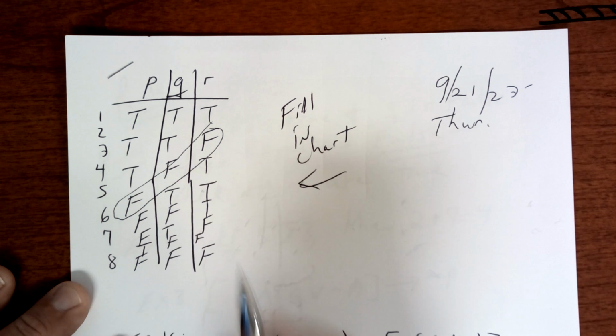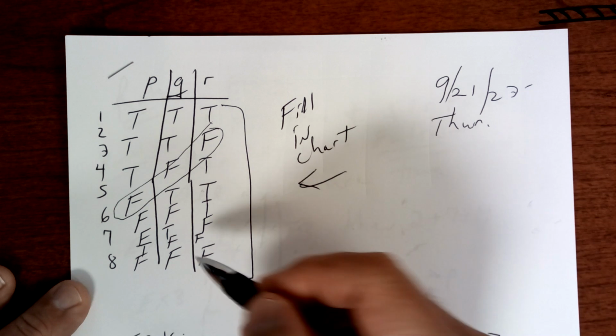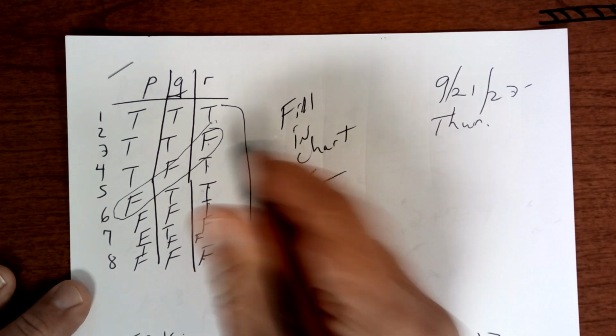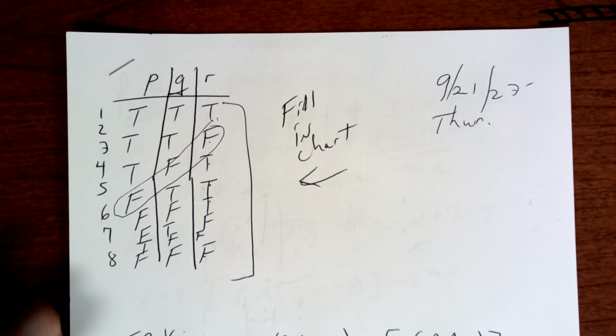And you can look in the book. That should be all 8 of them. 1, 2, 3, 4, 5, 6, 7, 8. Okay, I want you to try this one right here, and then we're going to go into the next section.